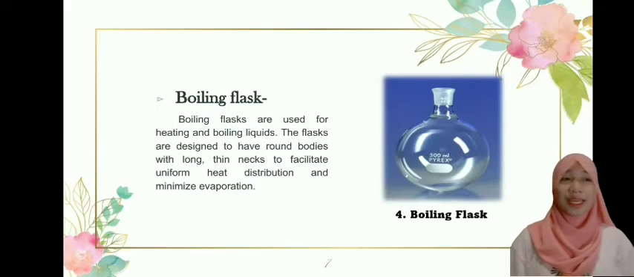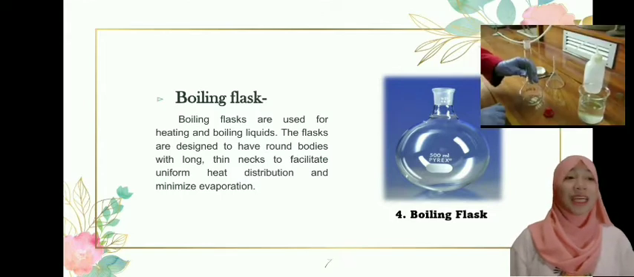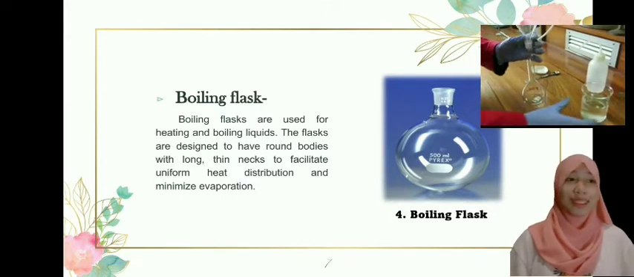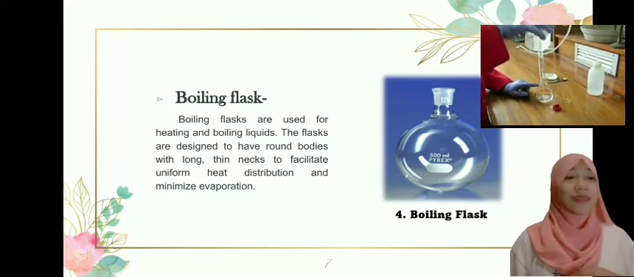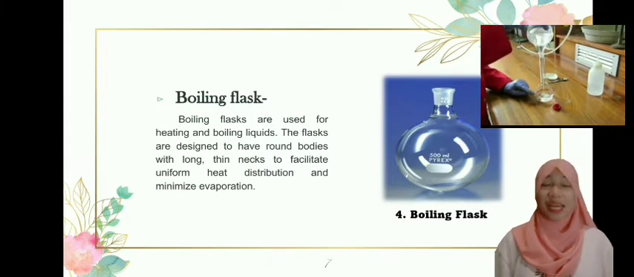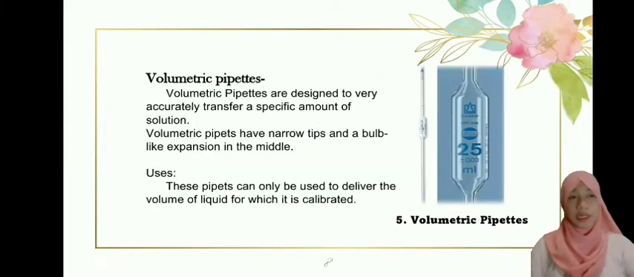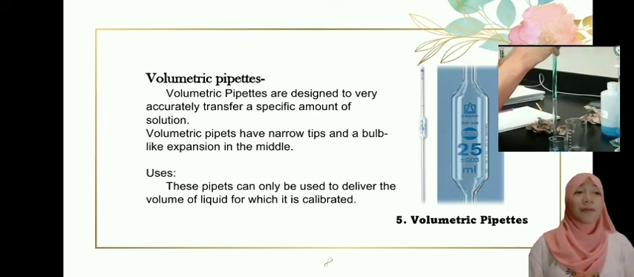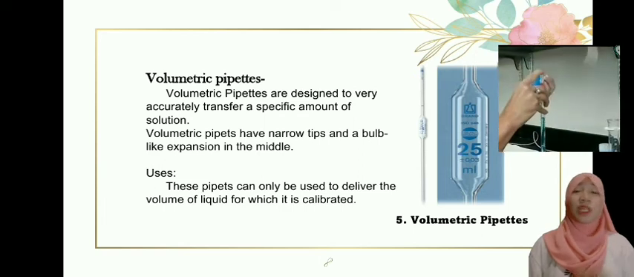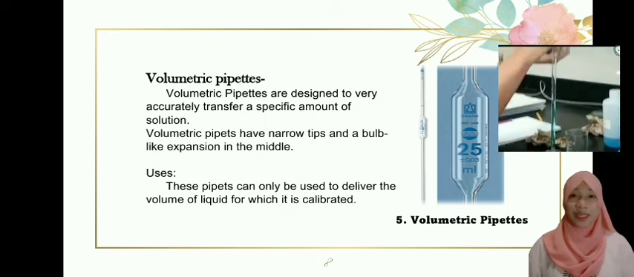So the fourth one is the boiling flask. Boiling flasks are used for heating and boiling liquids. The flasks are designed to have round bodies with long, thin necks to facilitate uniform heat distribution and minimize evaporation. So we have also the volumetric pipettes. Volumetric pipettes are designed to very accurately transfer a specific amount of solution. Volumetric pipettes have narrow tips and a bulb-like expansion in the middle. These pipettes can also be used to deliver the volume of liquid for which they are calibrated.